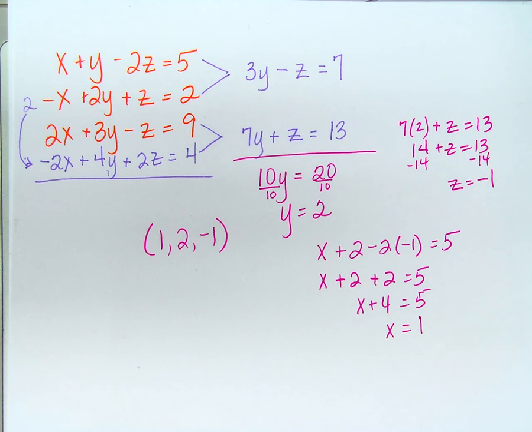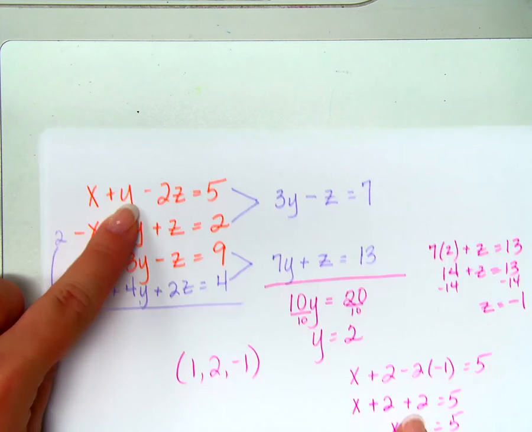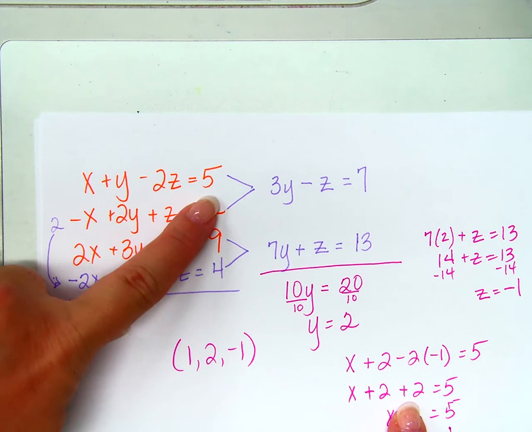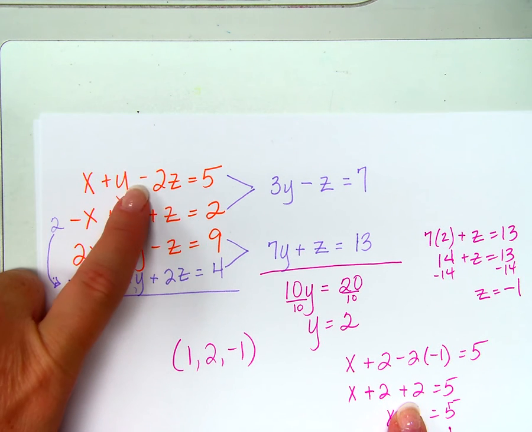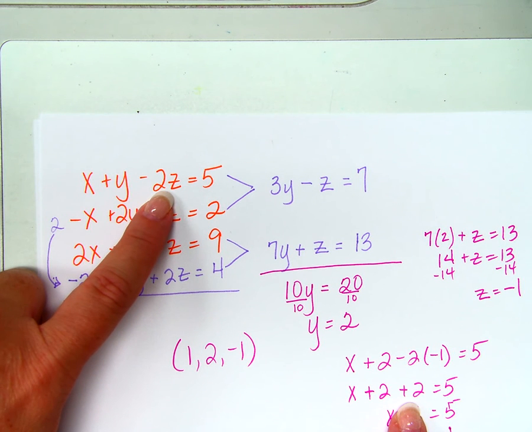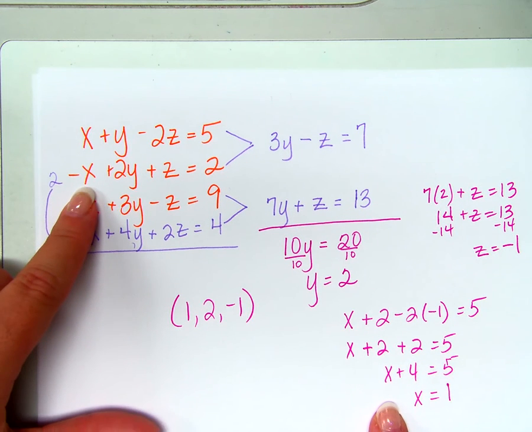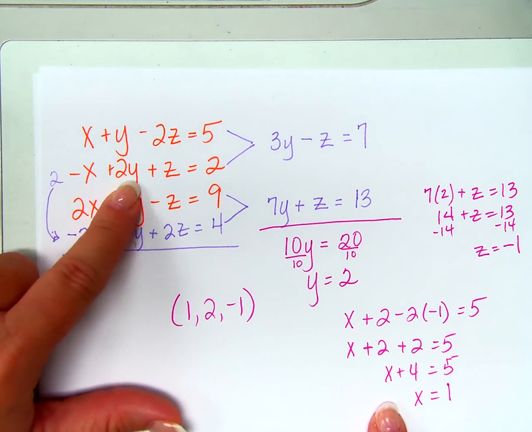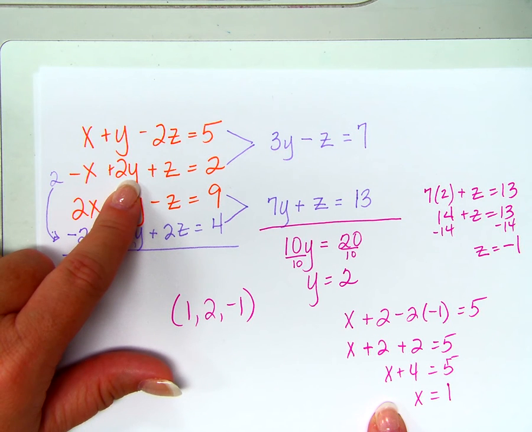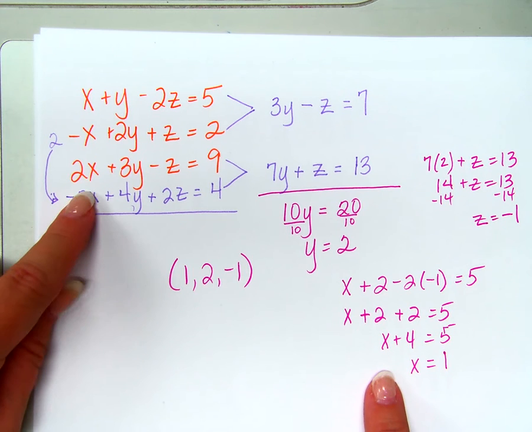Is it right? You should check, right? It doesn't take that long. 1 plus 2 is 3. 3 minus 2 is 5. 3 plus 2 is 5. Wait, is it minus 2 or plus 2? Plus 2. Why is it plus? Because negative times a negative. Oh. What about this one? -1 plus 4 is 3 minus 1. Oh, okay. That one's good.